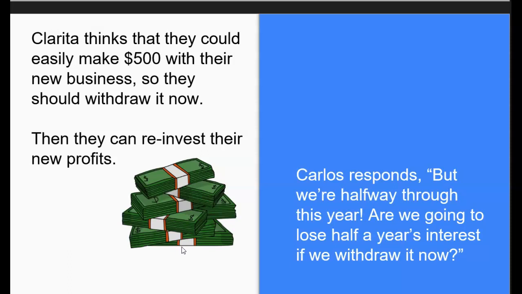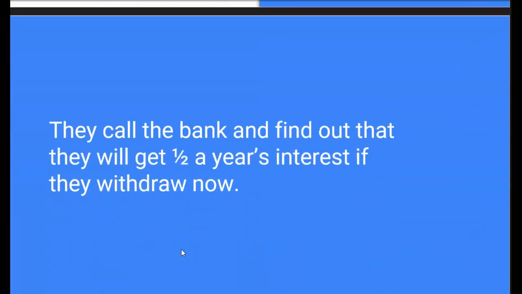Well, how would they figure that out? They actually have to call the bank and find out the terms of their savings account. And the bank fortunately tells them that if they withdraw now, they will get half a year's interest. So that's nice. That's a good thing the bank did for them.